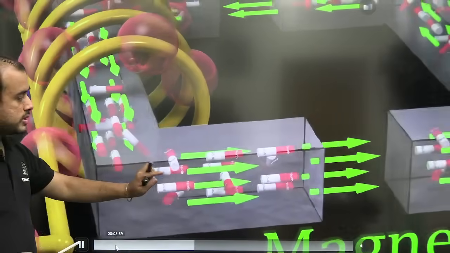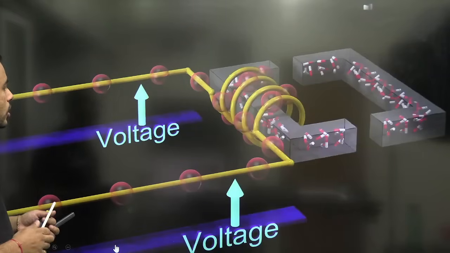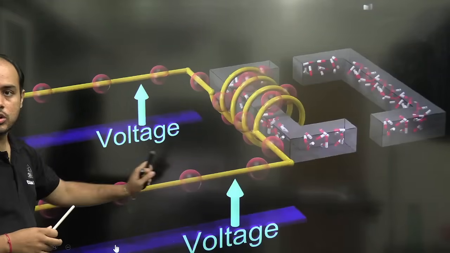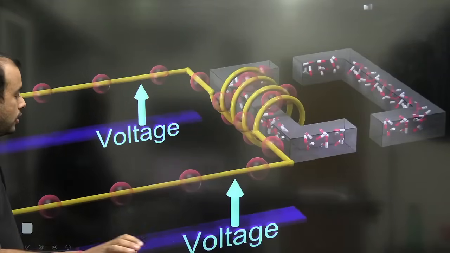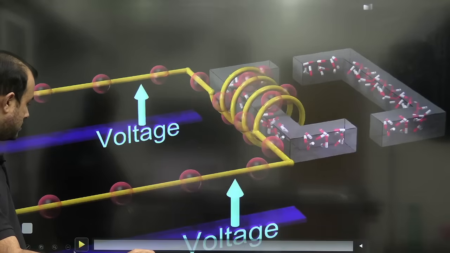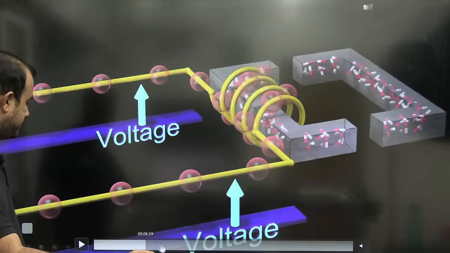So some dipoles are still aligned. Now beta, what you do? The voltage is zero, current is zero.